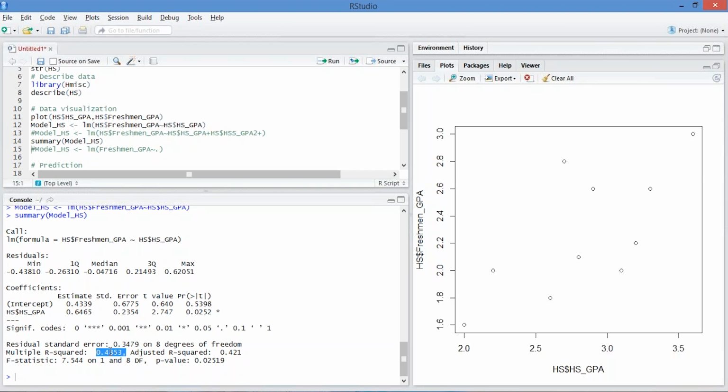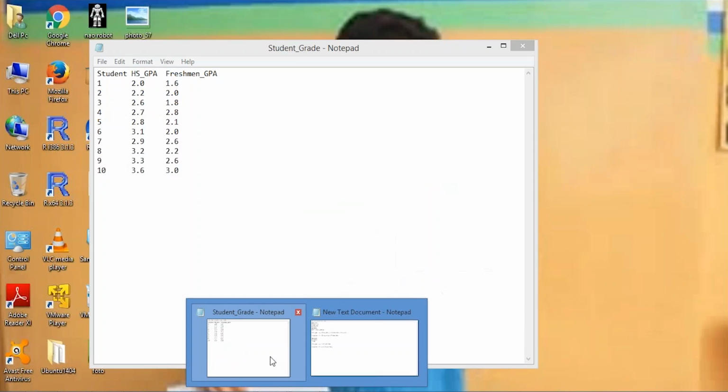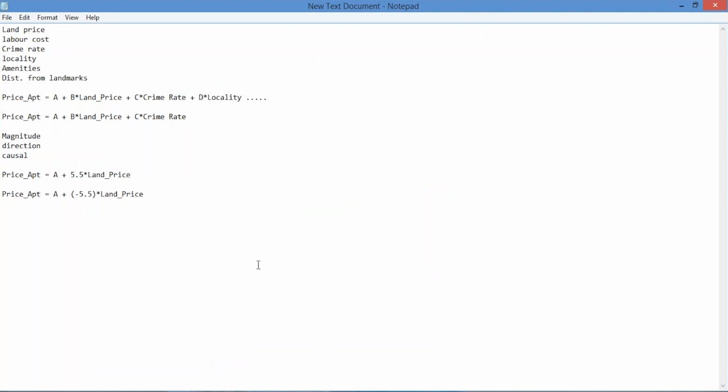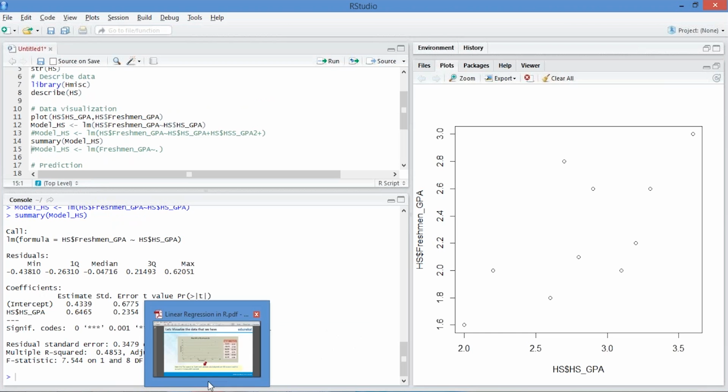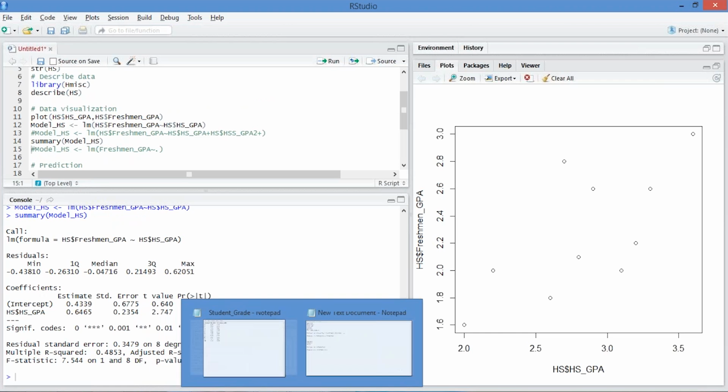Now, if we go back to the apartment example, the price of an apartment, this is where we were. If you look at the price of the apartment into land price plus crime rate, this is the equation we gave initially. Now, there is something called adjusted R square. We saw this right here, adjusted R square, which is 0.421.